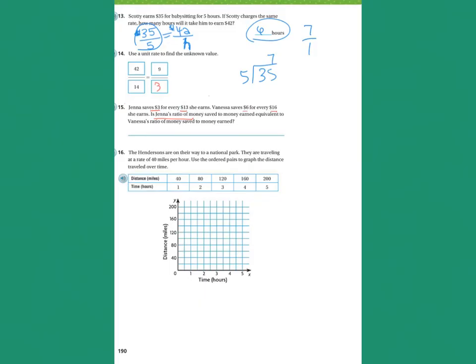So first we have Jenna's is $3 for every $13, and Vanessa's is $6 for every $16. So first we need to find the unit rate. Well, 3 and 6 are compatible, but 13 and 16 aren't. So this is not an equivalent fraction. And since it's not an equivalent fraction, that means the ratio of money is not equal and it's also not equivalent.